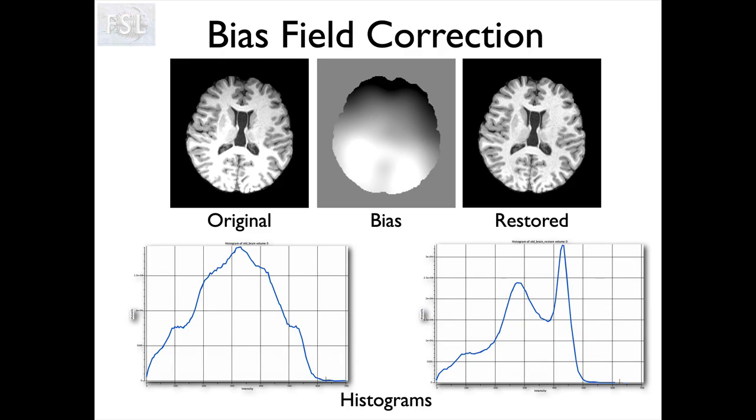If you look at the histograms associated with the original image before we've done any bias field correction and the restored image after we've done the bias field correction, you can see the dramatic impact that it has on the histogram and our ability to separate and clearly see the different peaks. It hasn't got rid of all the overlap, but it has really helped us a lot.